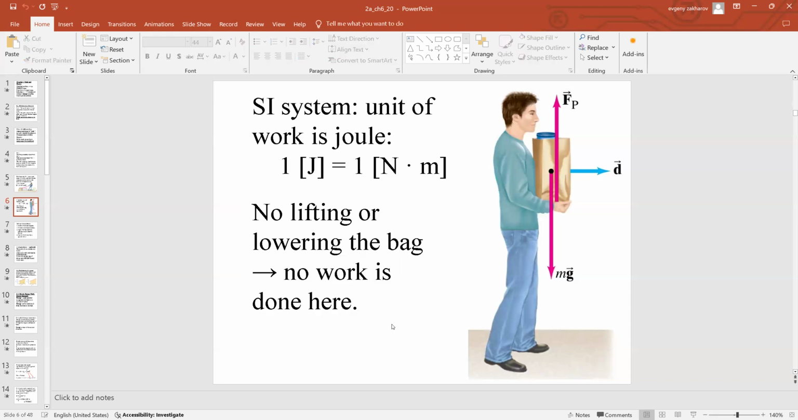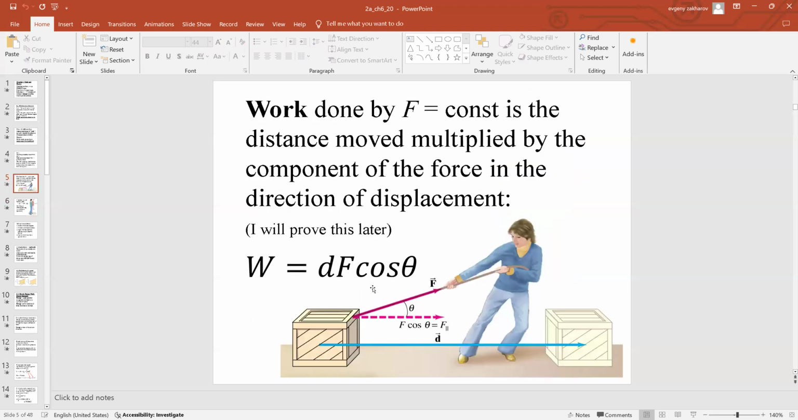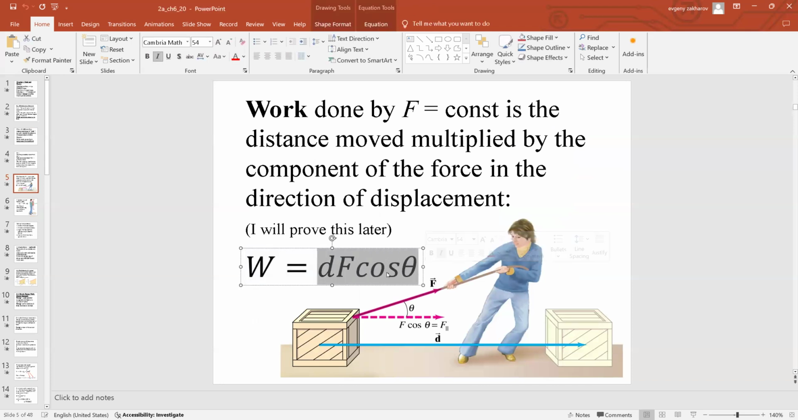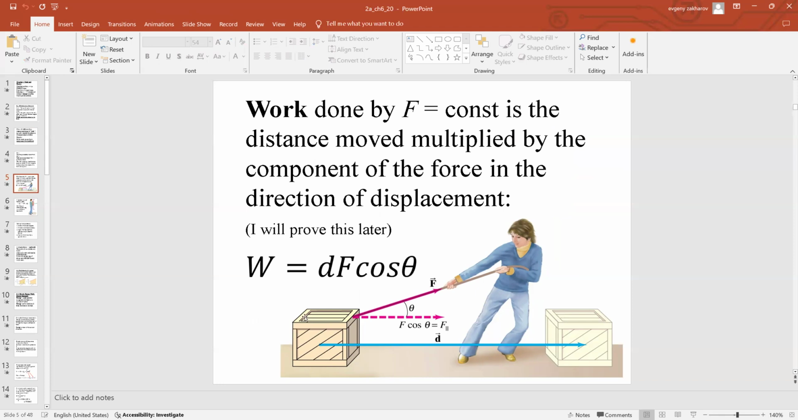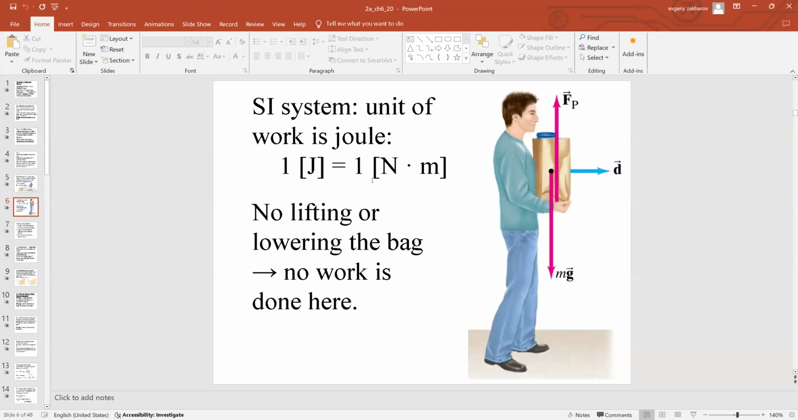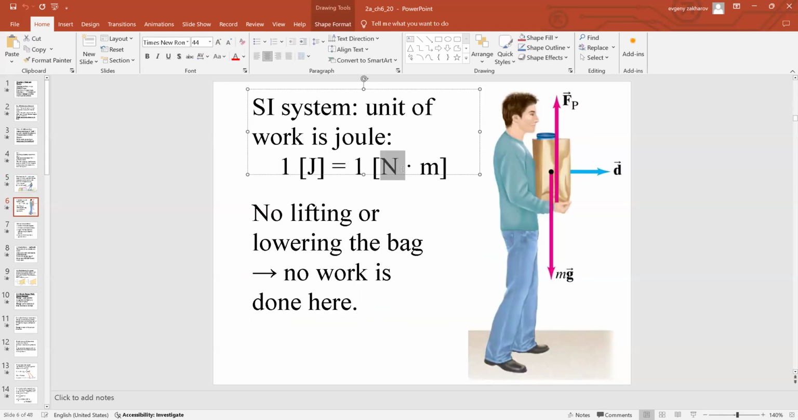So work done, it's very tricky. It's totally different from what you're used to. So focus on the definition. You have a displacement vector, you have a force vector, and then there is a cosine of the angle between the two vectors, displacement and force. Units: for force it is newtons, for displacement it is meters. So you have newton meters.